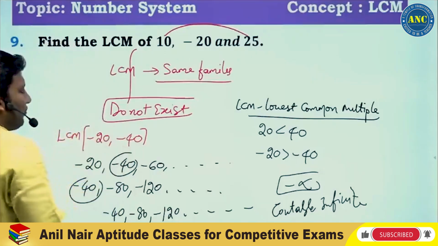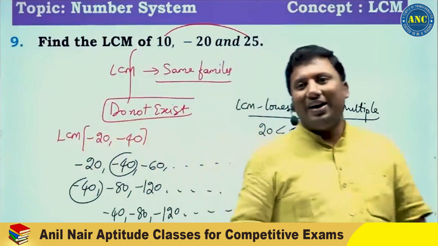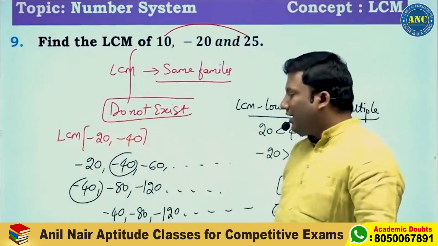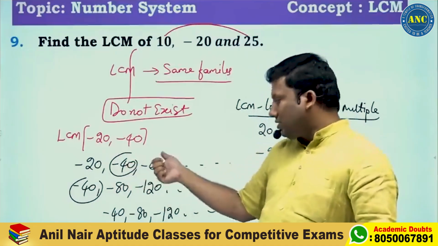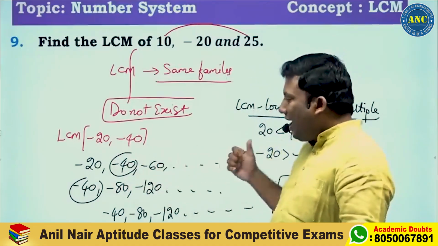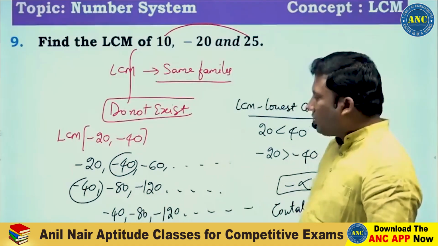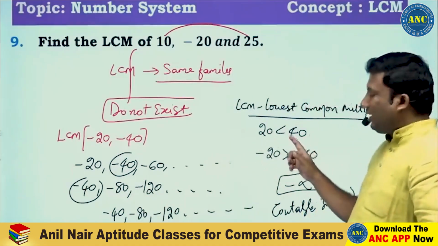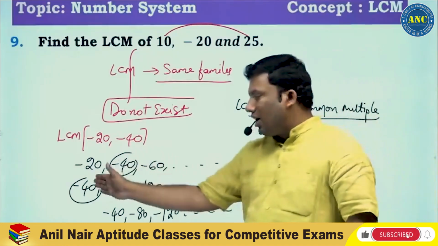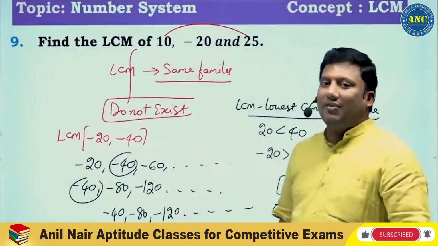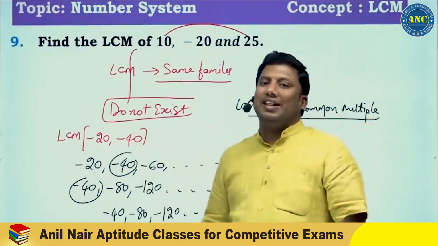Minus 20, minus 40. Multiples of two numbers can be written as a K1 and a K2, where K1 and K2 are natural numbers. Minus 21s are, minus 22s are, minus 23s are, and so on. Minus 41s are, minus 42s are, and so on. 20 is less than 40, minus 20 is greater than minus 40. So these are all greater values. 40 is less than 80, minus 40 is greater than minus 80.